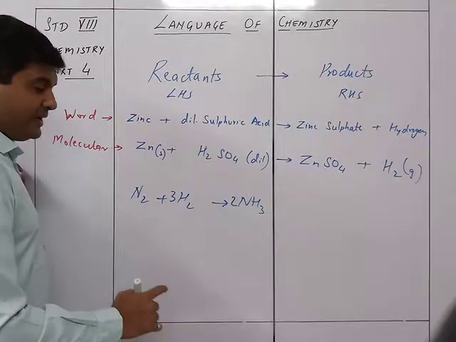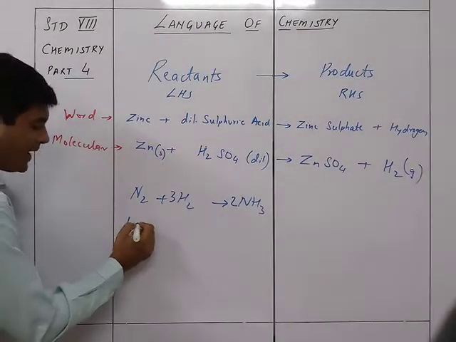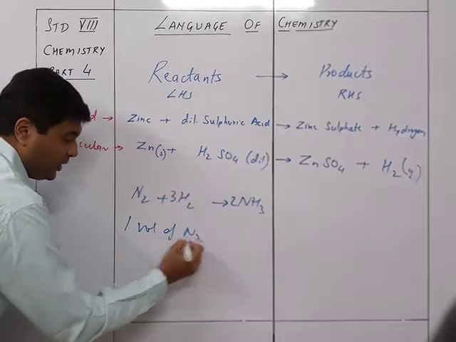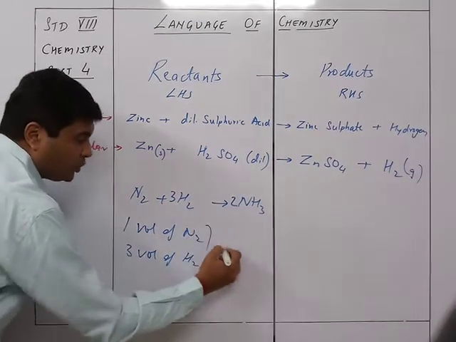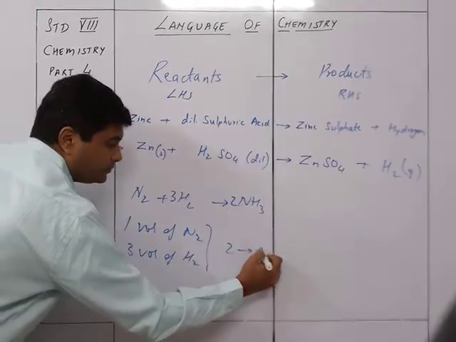With this, what will happen is that I know over here that 1 volume of nitrogen will react with 3 volumes of hydrogen to give me 2 volumes of ammonia.